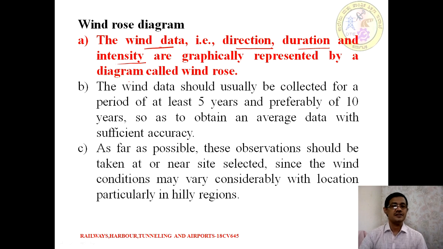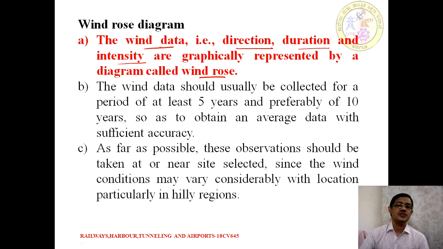hence this diagram, plotted over a graph of all the wind data, is known as a windrose. This windrose analysis is used to get the maximum wind blowing direction to orient the runway, and the intensity. So this windrose is used for orienting the runway center line.